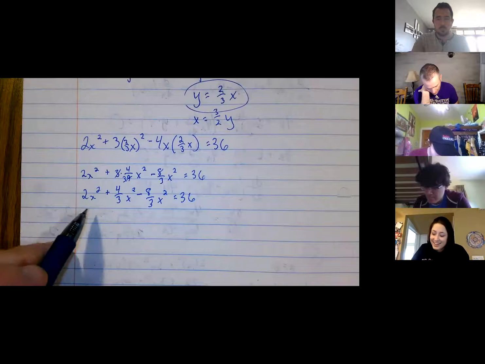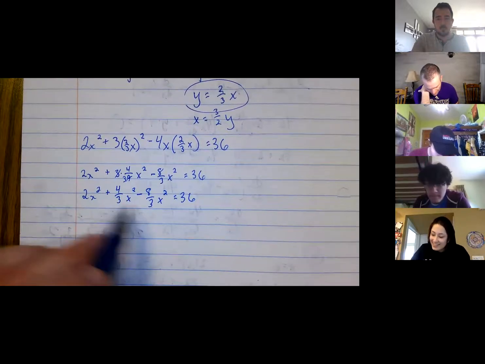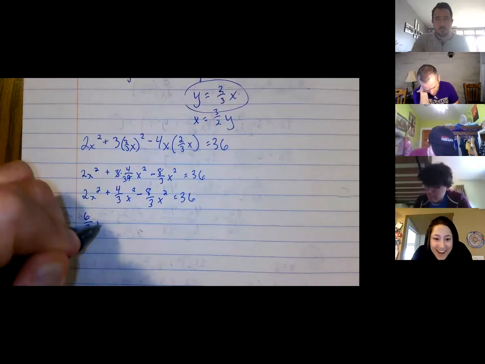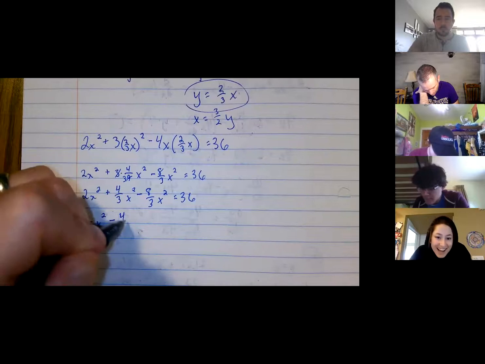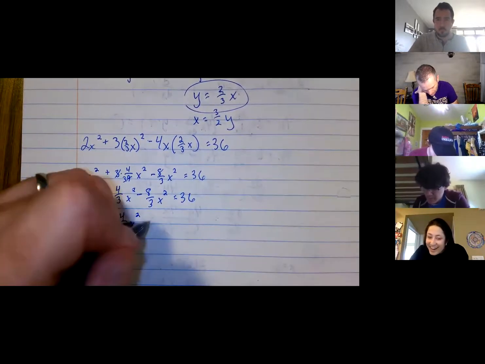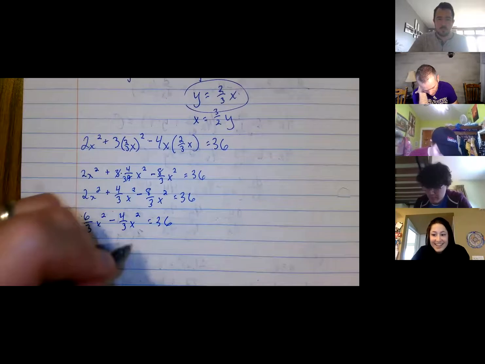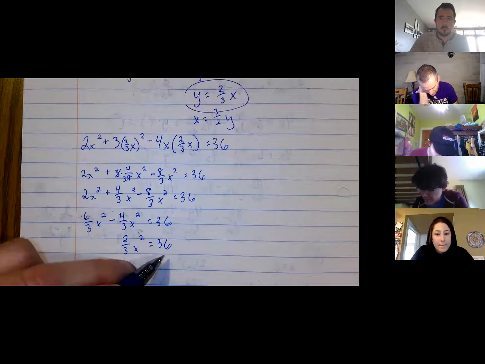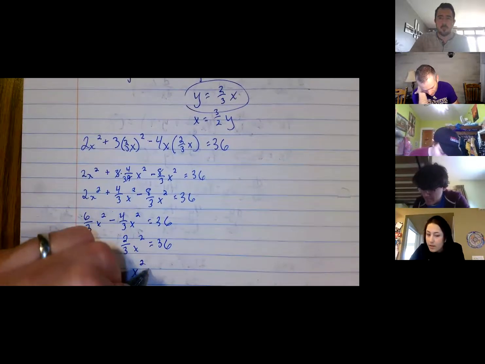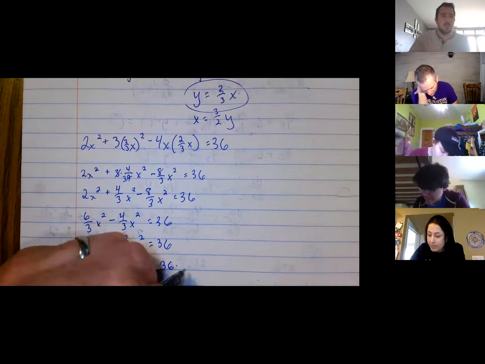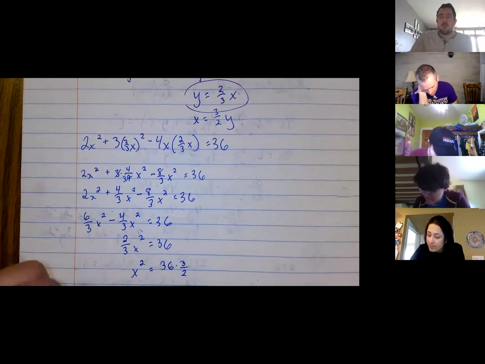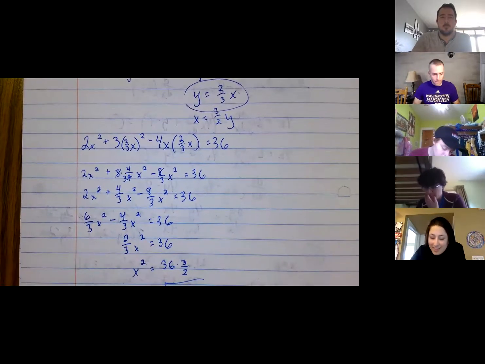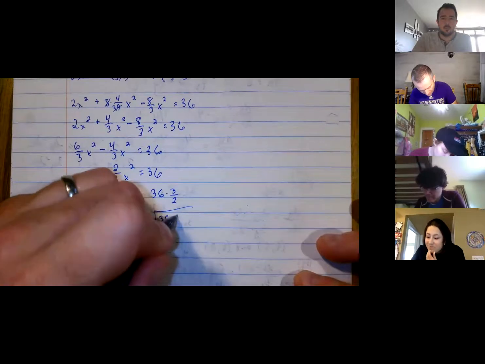All right, and so I've got 4/3 minus 8/3, which would be negative 4/3. So I have 2, which would be 6/3 x squared minus 4/3 x squared equals 36. And so 6/3 minus 4/3, obviously 2/3 x squared equals 36. And so then I'm multiplying by 3/2. So x squared equals 36 times 3/2. And then of course you could just square root. x equals plus or minus square root of 36 times 3/2.